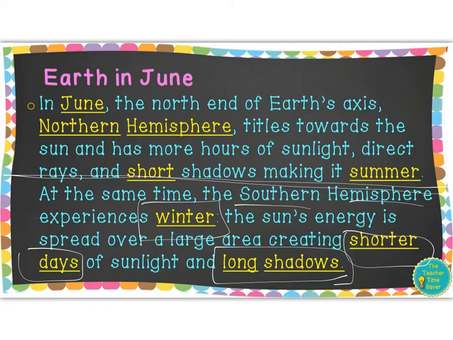In terms of the length of shadows, in June we're getting more direct sunlight because we're tilting towards the sun, so our shadows are going to be shorter. For winter, because the Southern Hemisphere is always the opposite season of the Northern Hemisphere, in June the Southern Hemisphere is experiencing winter, and they're going to have longer shadows because they're getting indirect sunlight, and they'll also have shorter days. In winter, you get a lot shorter days in terms of the length of sunlight, and in the Northern Hemisphere, because we're in summertime, our days will be a lot longer.